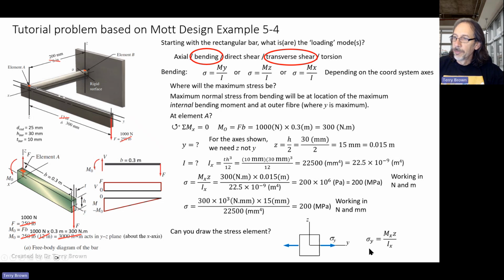Now completing the formula for stress and using all of the subscripts as appropriate for the coordinate system that we have. We have stress in the y direction is equal to the moment about the x-axis times the distance from the neutral axis, or in this case the centroid, to the outer fiber in the z direction, so z, divided by the moment of inertia about the axis that we're bending about, so moment of inertia about the x-axis.